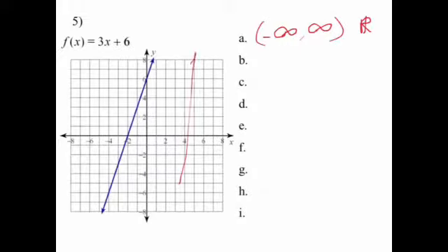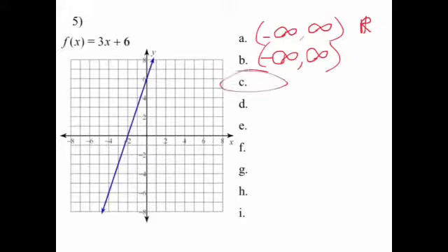And the range is what are all the possible y values, how far up and down does the function go? Well, it goes up forever and down forever. So my y values range from negative infinity to positive infinity. Remember, always list it from least to greatest. Negative is definitely less than positive.